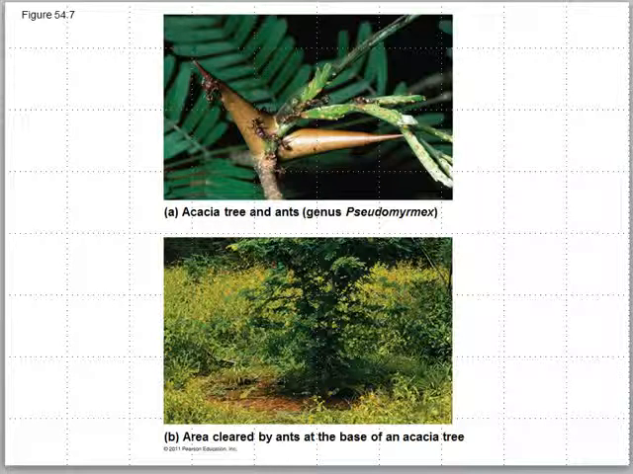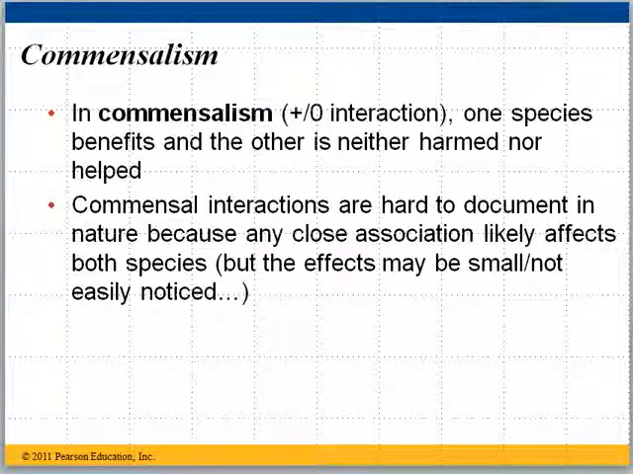One last form of mutualism we want to mention is called commensalism. Commensalism is a positive neutral interaction. So we denote that with a positive and then just a zero. Zero means neutral. It's not good or bad. It's not harmful or helpful either way. One species benefits and the other one is neither harmed nor helped.